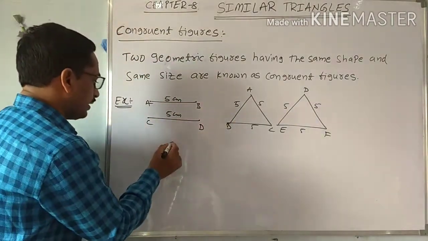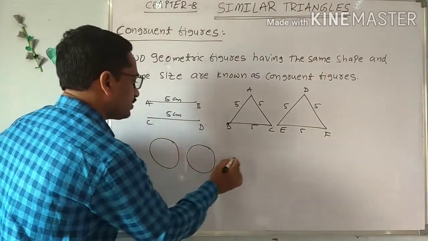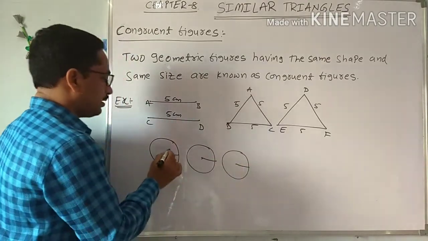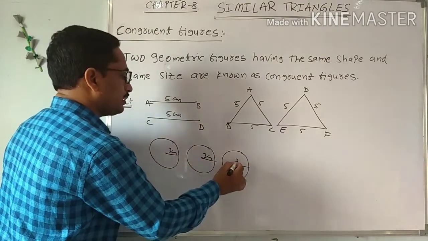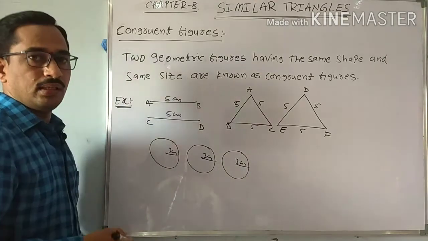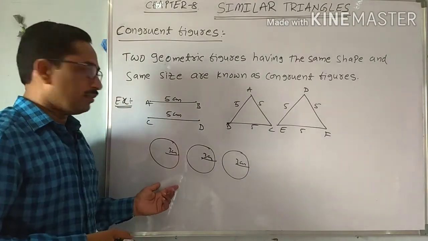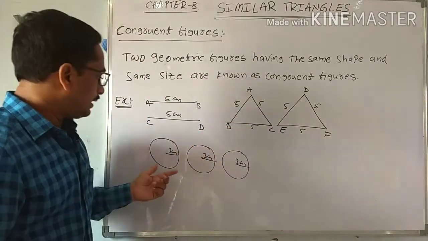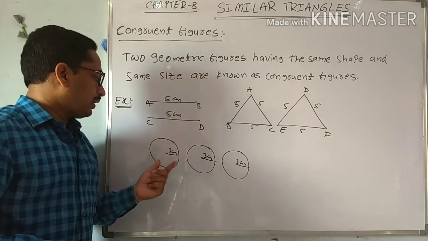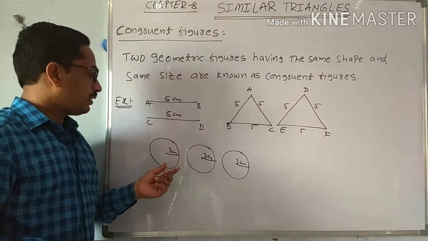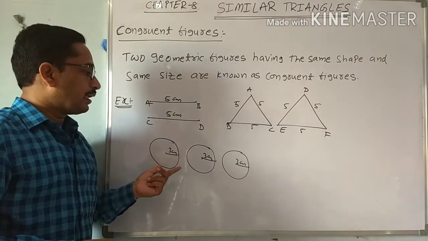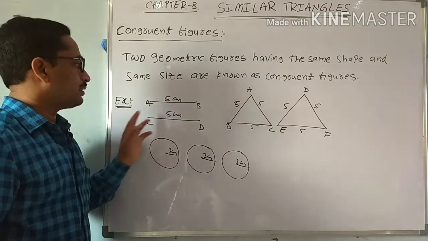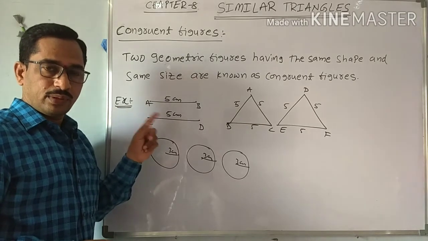And if you observe circles of the same radii, here 3 centimeters, 3 centimeters, 3 centimeters. If you take circles like this, then these circles are also congruent. Means these 2 line segments are congruent, these 2 triangles are congruent, and these circles are all congruent if they have the same radii. So these are examples of congruent figures. Means they are exactly the same in shape and size.